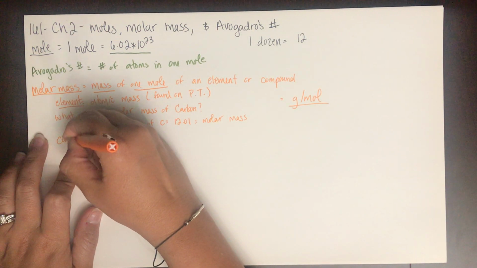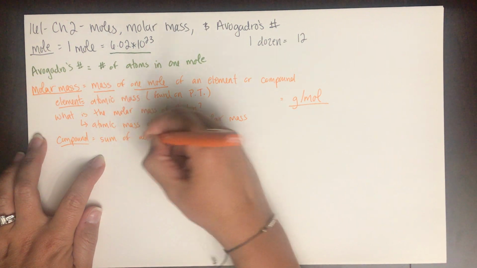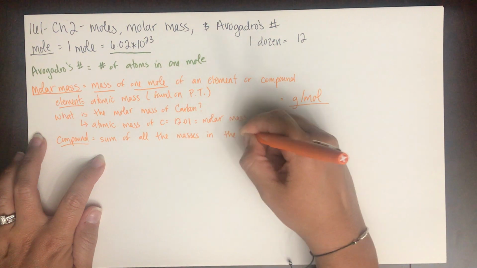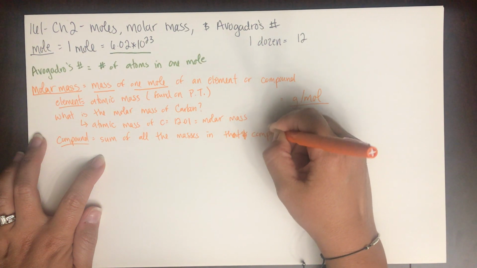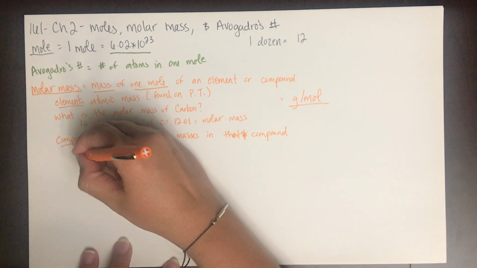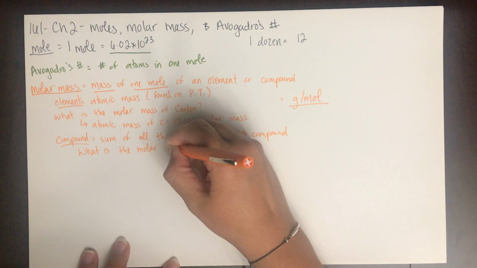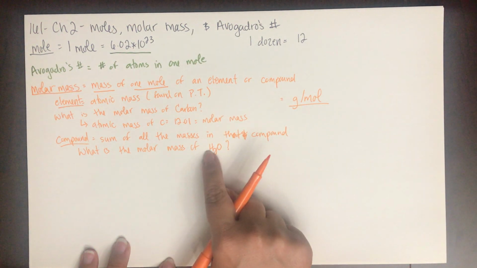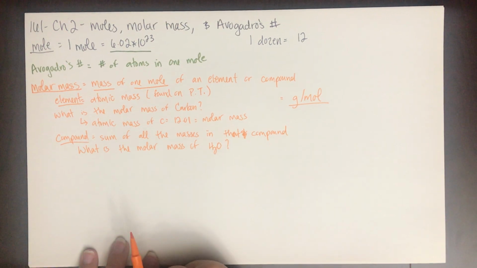The molar mass of a compound is just the sum of all the masses in that compound. So if I said, what is the molar mass of water? I would say, okay, well, what's the molar mass of hydrogen, and I have 2 of them, plus what's the molar mass of oxygen?